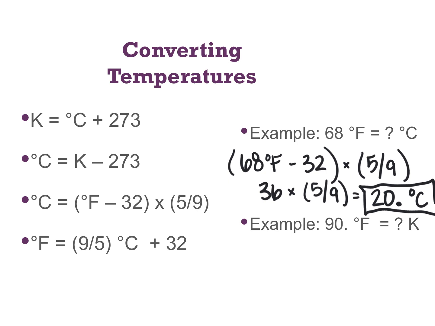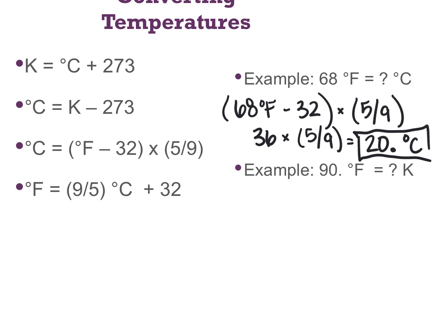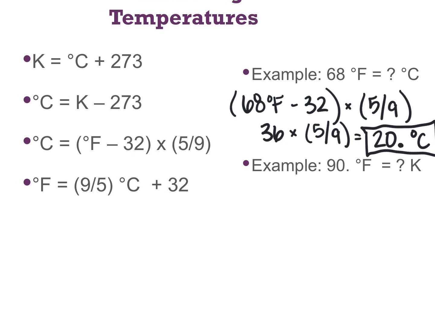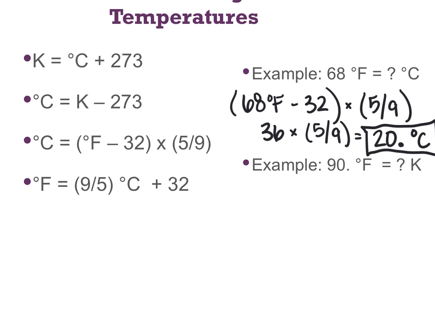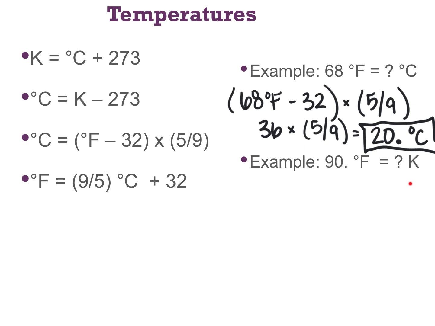Okay, so converting temperatures, sig figs can sometimes get messy. So my really basic rule of thumb is however many sig figs you start with, you need to have that many in your answer. Okay, so it's my simple rule of thumb. Okay, let's do one more. So let's say we have something that's 90 degrees Fahrenheit, and we want to know how many kelvins that is.